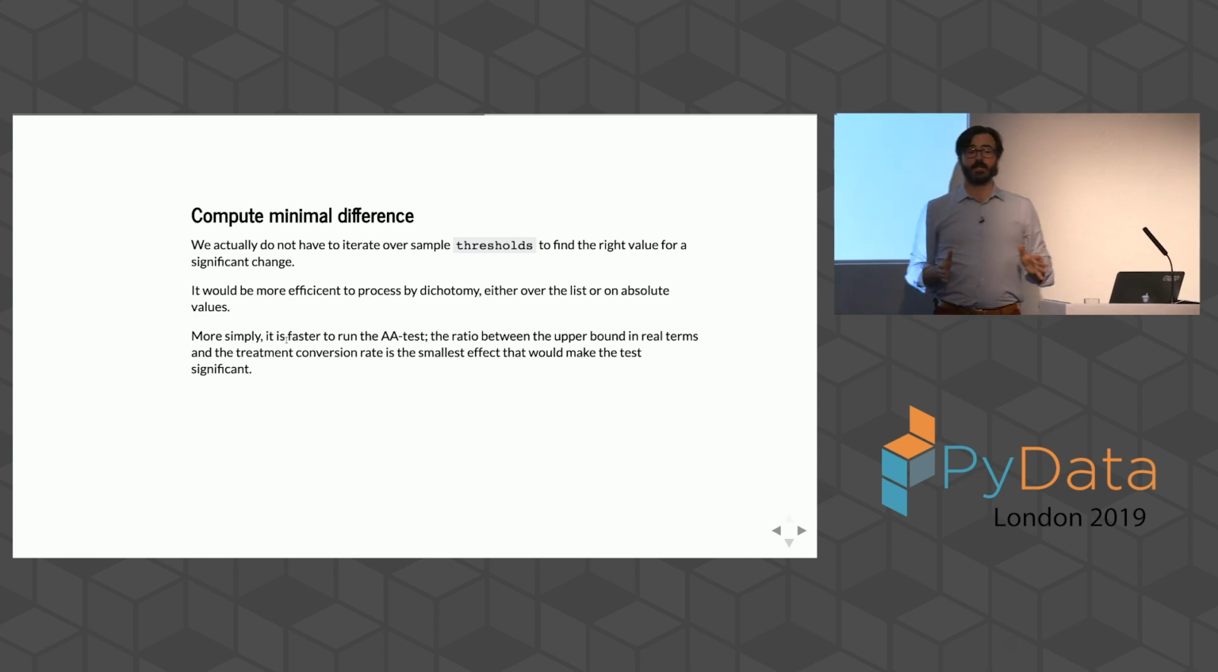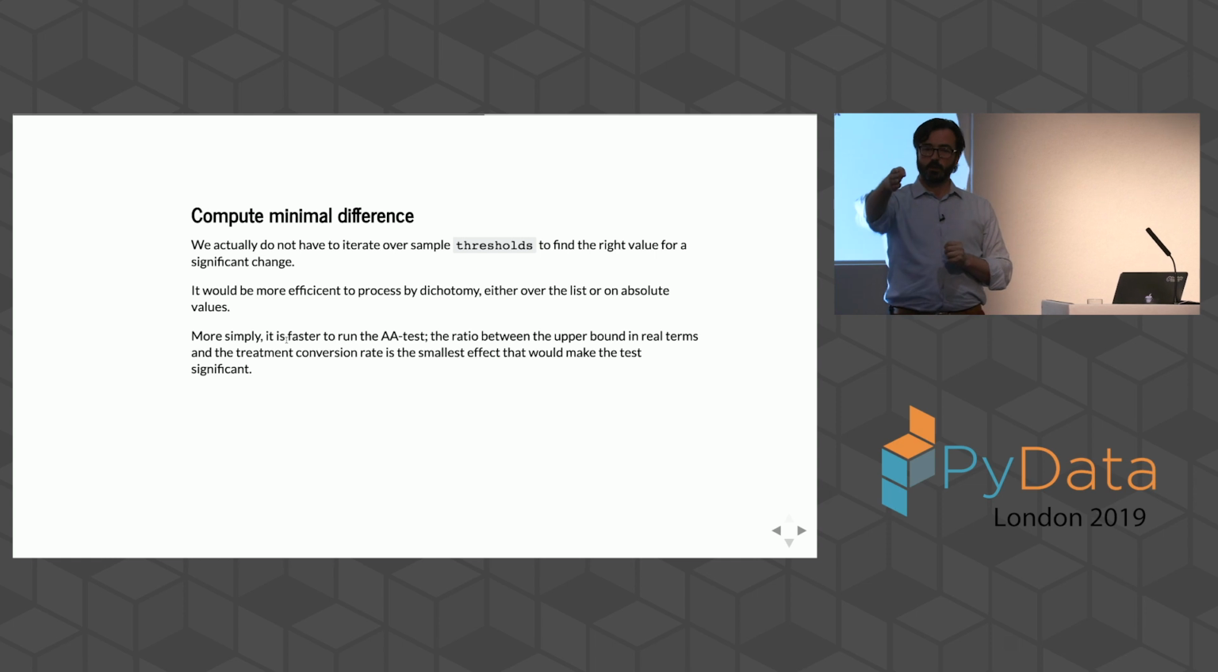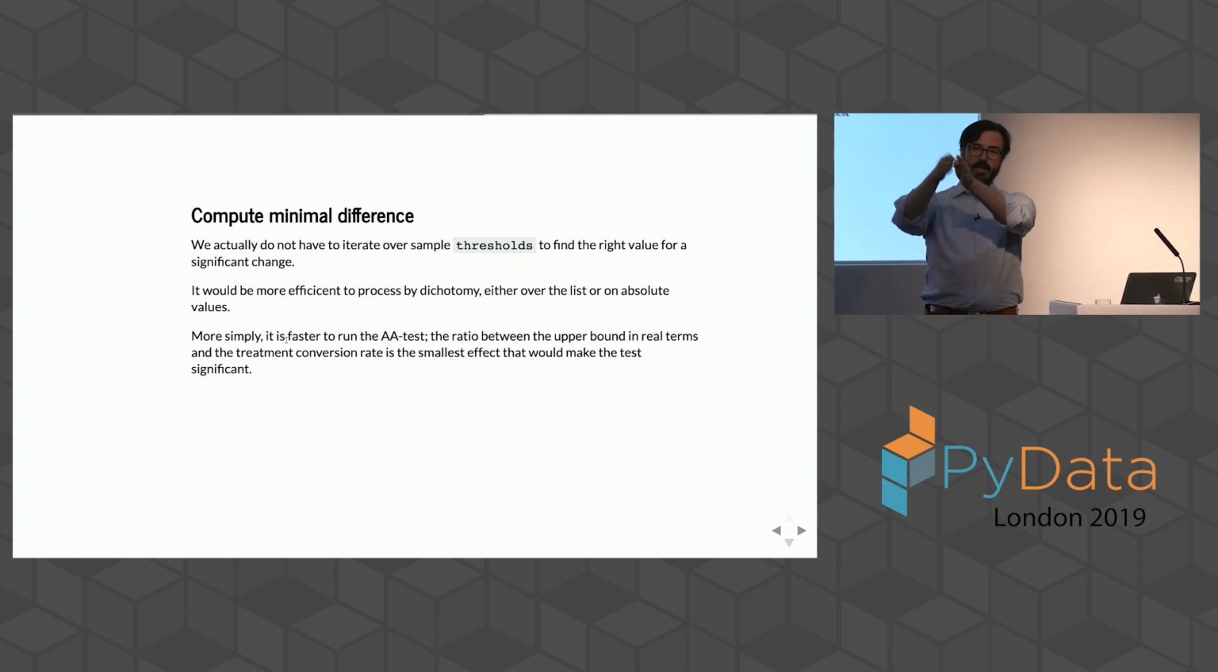But actually, it's a lot simpler than that. Go back to the AA test. You have control, treatment, and around control, if you apply the difference, you have a confidence interval. For treatment to be considered a significant difference from control, you just need treatment to be big enough to hit the edge of that confidence interval. And you have control, treatment, and all these numbers, you know them.